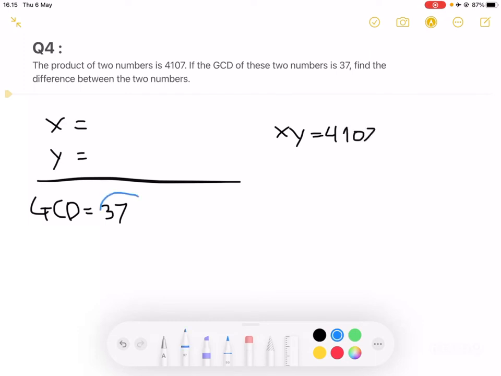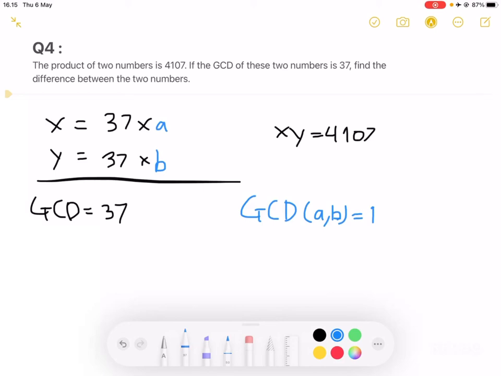Now for these two numbers to have a GCD of 37, both of them must have a factor of 37. And any other factor, let's assume that those factors are a and b respectively, where a and b are co-prime, or in other words, the GCD of a and b must be equal to 1. Otherwise, assume that the GCD is 2, therefore we can pick a 2 out of here, and then the GCD will no longer be 37. So that's an important thing to keep in mind.